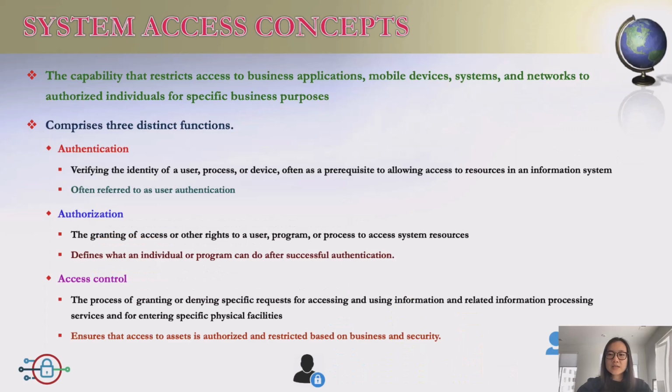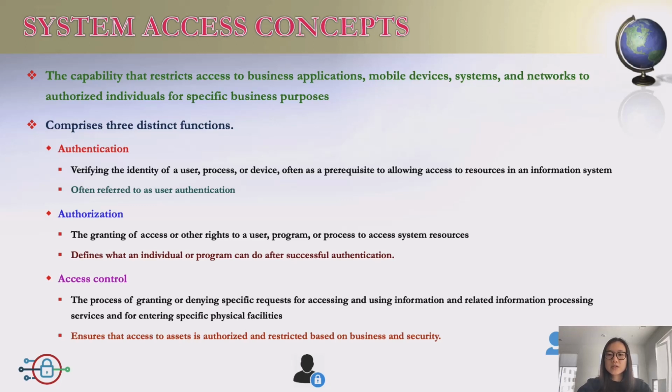Generally, system access consists of three distinct functions, which are authentication, authorization, and access control. Authentication is about verifying the identity of a user, process, or device. It is a prerequisite to allowing access to resources in an information system. This function is often referred to as user authentication, to distinguish it from message authentication or data authentication.